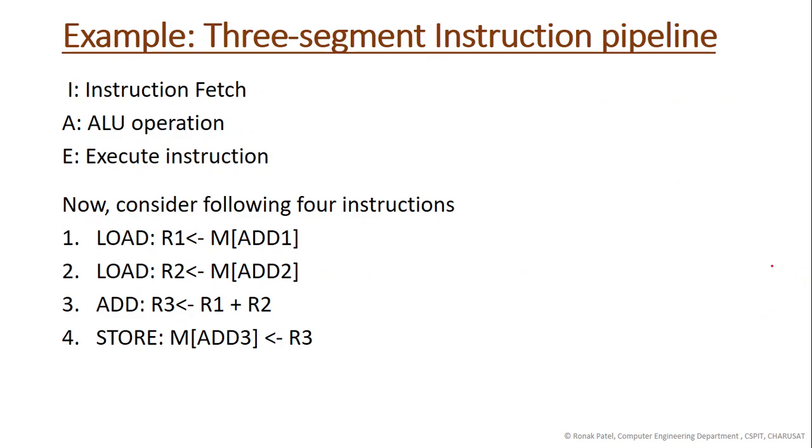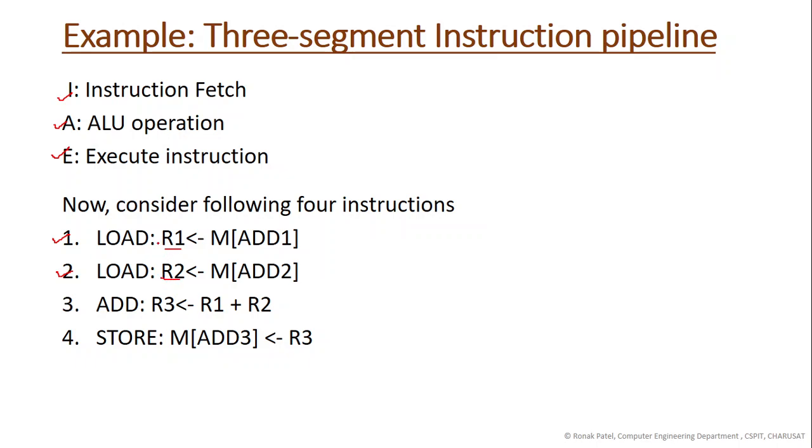So a 3 segment instruction pipeline, right? The segments are fetch instruction, ALU operation, and execute, and assume that it will take 1 clock cycle for each segment. Now consider these 4 instructions. First is load the value into R1, right? Then load the value into R2.